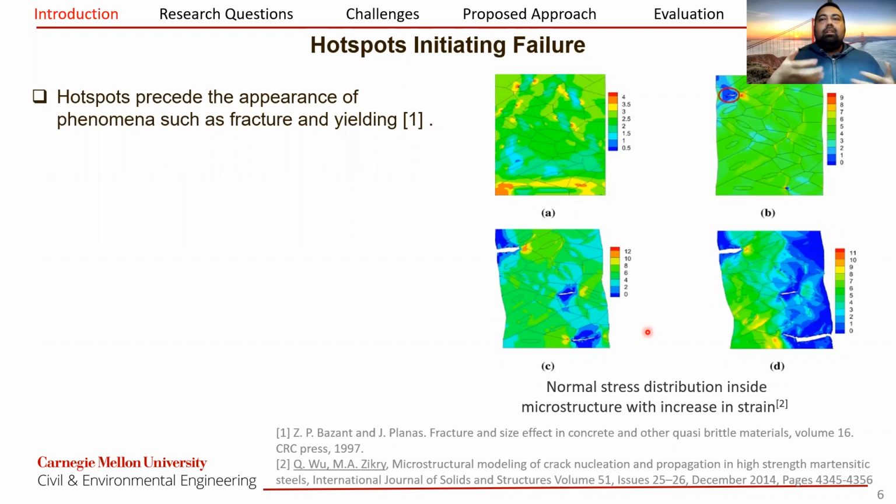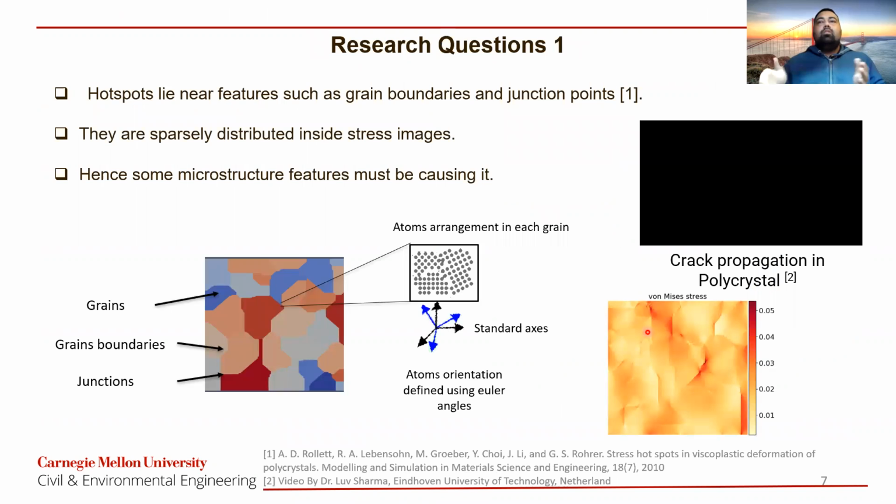That's why it is important to know where these hotspots are being created and what factors are actually causing them. As of now, what we know is that these hotspots tend to lie near grain boundaries and junction points. One explanation is that since these grains consist of anisotropic crystals, when we apply a load, these crystals tend to extend and stretch in different directions or resist in different directions. This difference in directional resistance will eventually lead to the creation of these high stresses.